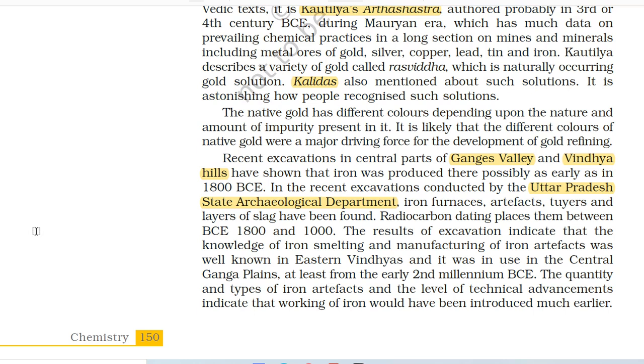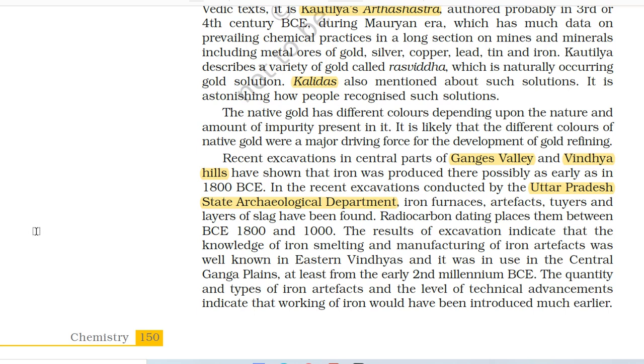In the recent excavations conducted by the Uttar Pradesh State Archaeological Department, iron furnaces, artifacts, tuyeres, and layers of slag have been found. Radiocarbon dating places them between 1800 and 1000 before the Common Era. The results of excavation indicate that the knowledge of iron smelting and manufacturing of iron artifacts was well known in eastern Vindhyas, and it was in use in the central Ganga plains at least from the early 2nd millennium before the Common Era.